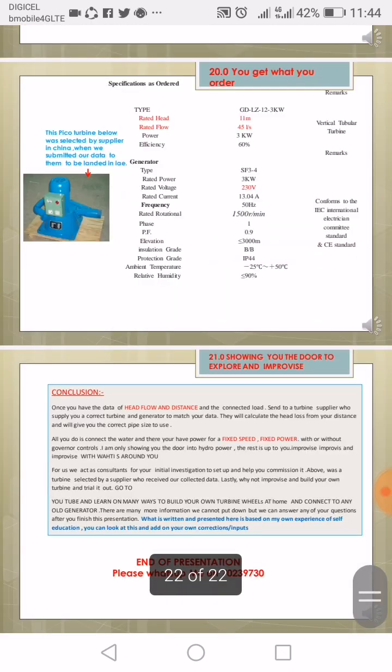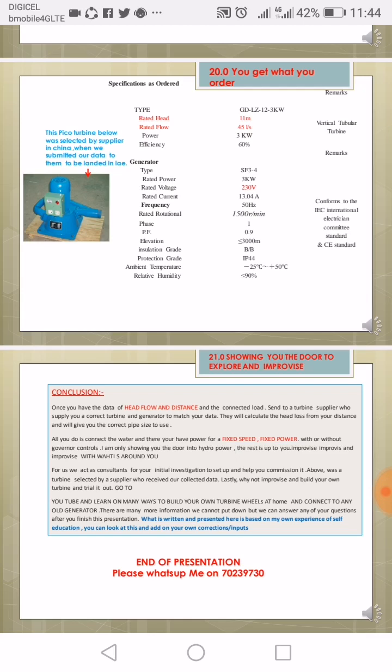Finally, conclusion. Okay, conclusion: the last time I showed you the door to explain and improvise. Once you have the idea and the data, head, flow, distance, connected load, you can send it to the supplier. Then they supply it, matching this data, this location, and delivering the power you like.